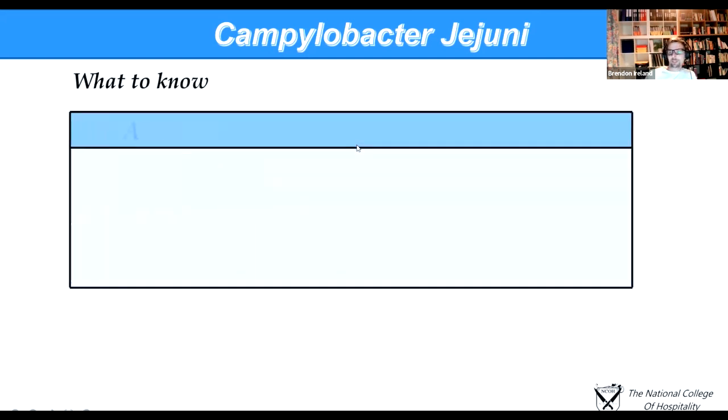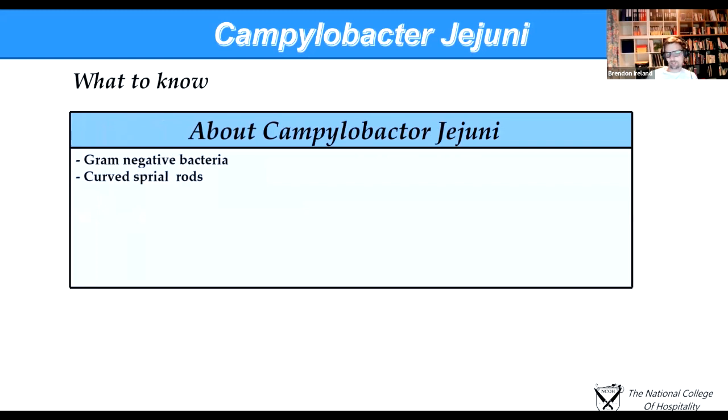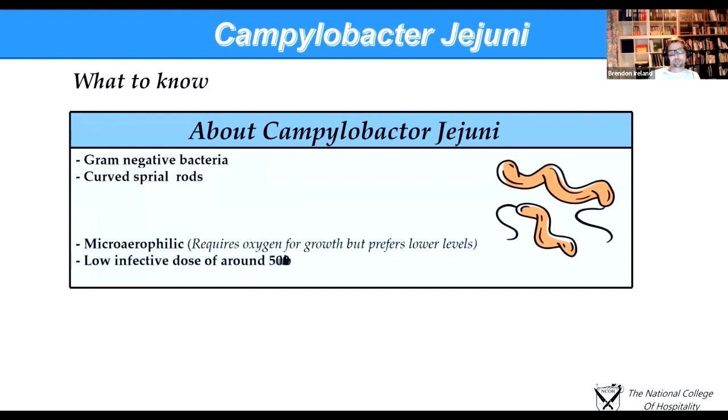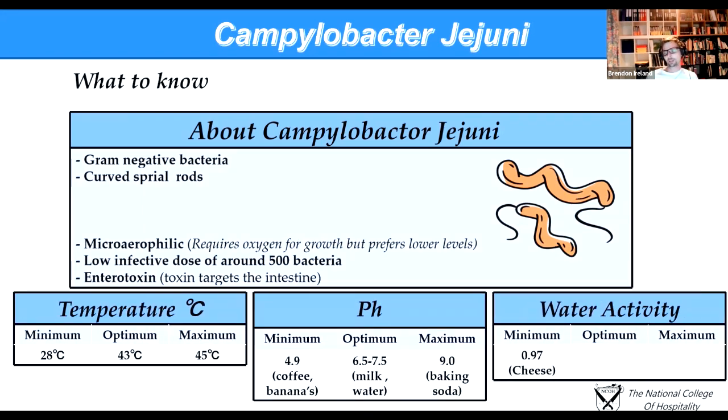The main things you want to know about Campylobacter jejuni is that it is a gram-negative bacteria, which is very important because that's part of why it's becoming an antibiotic-resistant bacteria. It's mainly a curved spiral rod. It is microaerophilic, which essentially means it requires oxygen for growth but prefers lower levels. This is very important when you think about vacuum packing, where there will still be a certain level of oxygen available in it. So think of microaerophilic as those not completely exposed vacuum packs that have still got some air in.